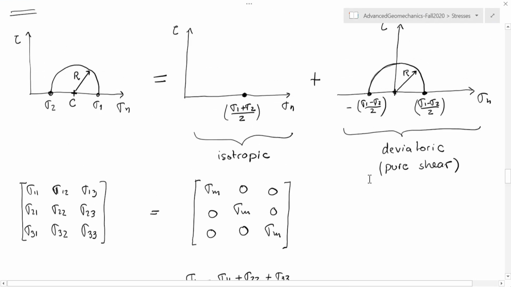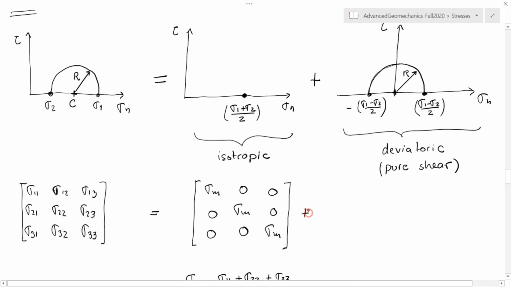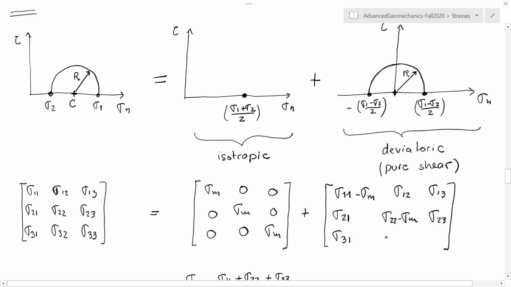And the deviatoric part is going to be what I'm writing right now. As I write it, you may want to double check that when you add up these two stress tensors, the result is what we have on the left of the equal sign. Okay, last row.